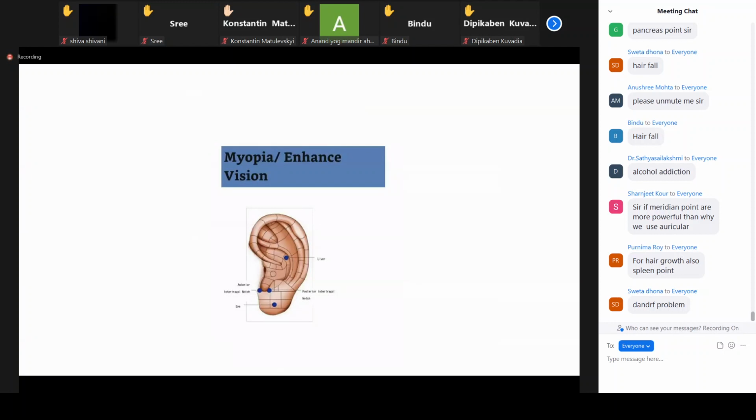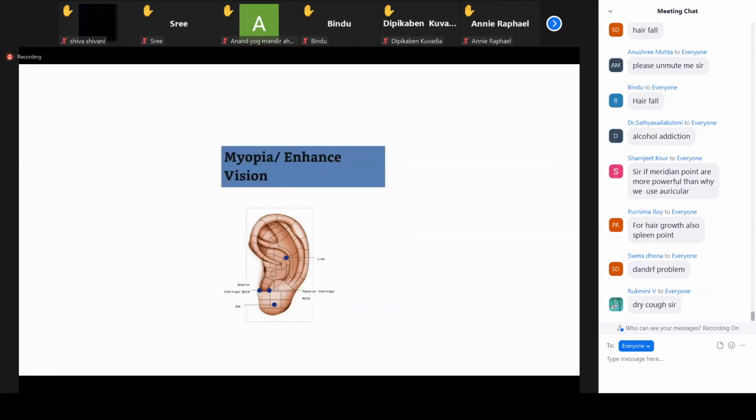This is to improve the vision. The eyes are controlled by the liver, so the liver point is used. Liver, Lobe 5, and Vision 1 and Vision 2 points. Clear? You can use this for myopia, and some simple ear exercises also work wonderfully.